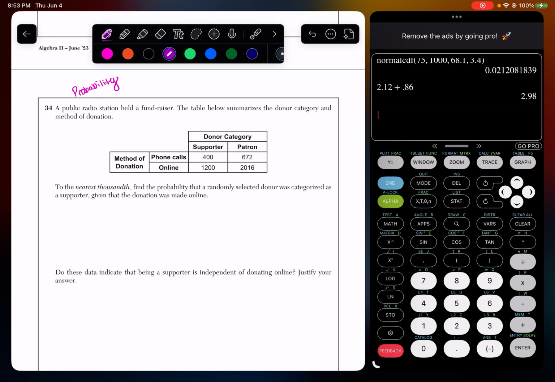So I'm going to read this question, then we'll use this as an example to define those terms. This says, a public radio station held a fundraiser. The table below summarizes the donor category and the method of donation. So looking horizontally, we have phone calls versus online. And then in our columns, we have supporter versus patron. I guess supporter and patron are different types of donors. Phone calls and online are different methods. And then everyone fits in one of those two categories. So you can be a supporter who was online, you can be a patron who was online, but everyone is divided up into those places.